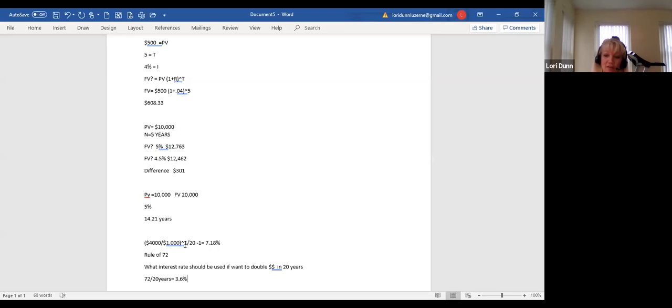So the rule of 72 helps us approximate information very quickly. But why get an approximate? I just bring it to your attention. Why get an approximate when you can use Excel and get the answer just as quickly, or use your finance calculator? Okay. I'm going to go back to our presentation, and I think we're just about done.